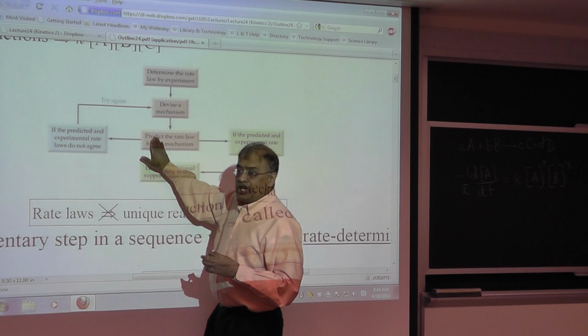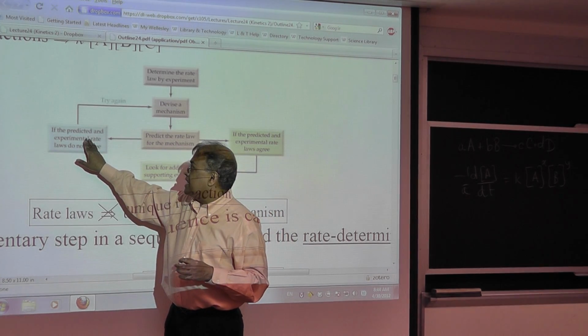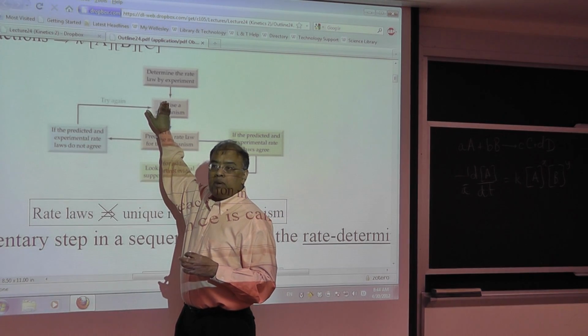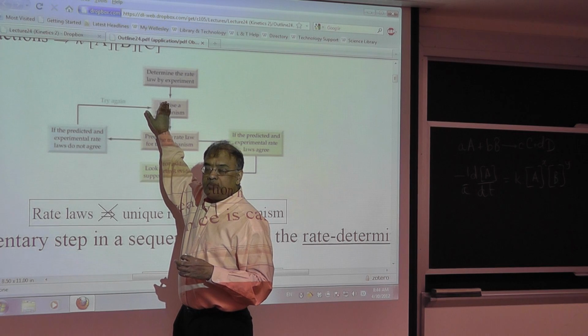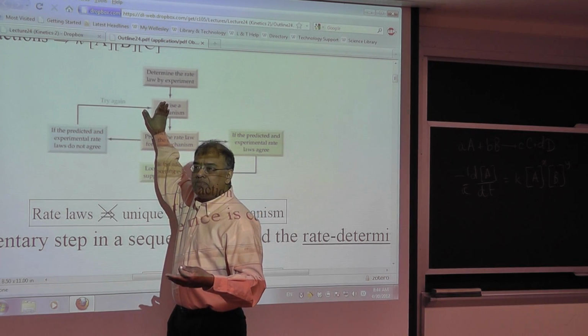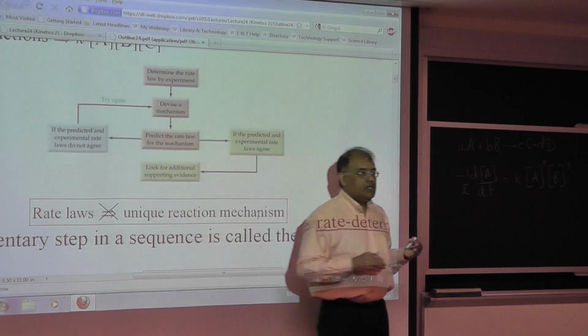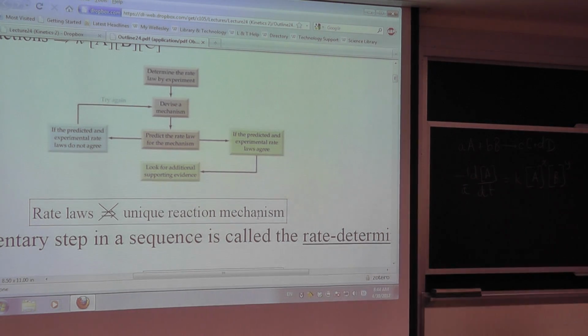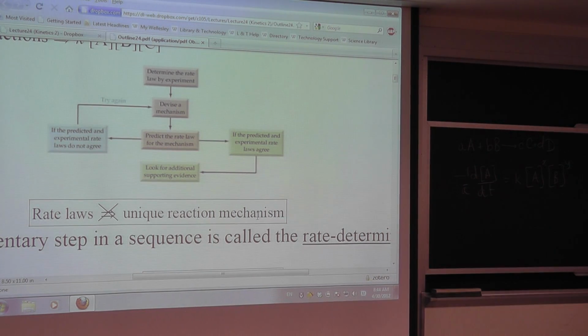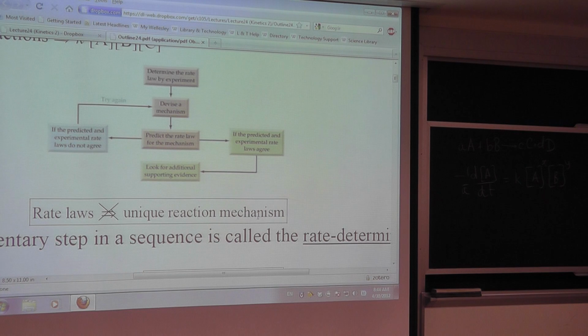If the predicted rate law does not agree with the experimental rate law, then you come up with a different mechanism. You propose a different mechanism. You guess a different mechanism. It's a trial and error method. There is no set of rules that will apply to every situation.